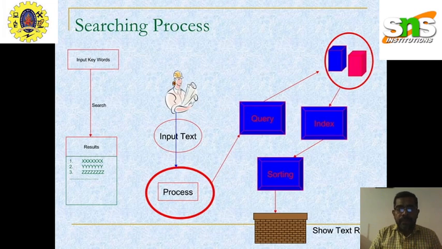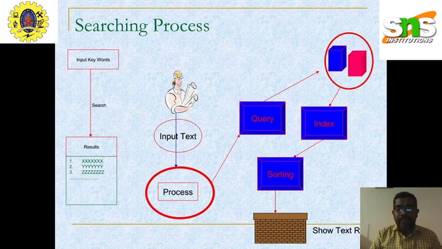In that process we have several stages. It has to be formed as a query, and then we have to refer to the database, and then it has to be referred with an index, then sorted, and finally it has to show the text results. So this is the normal search process that happens in any kind of mining.